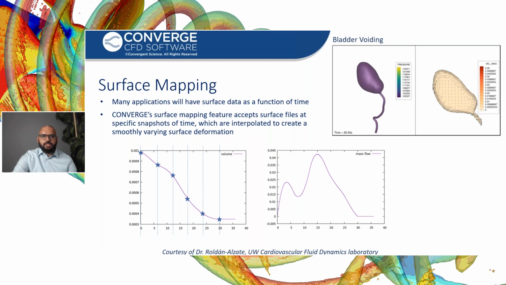These are the volumes that were predicted, and then we do a 3D interpolation to calculate the intermediate surfaces, and this is the predicted volume calculated within CONVERGE. These intermediate volumes are then used to calculate the surface deformation of each vertex, and then used to do these simulations.